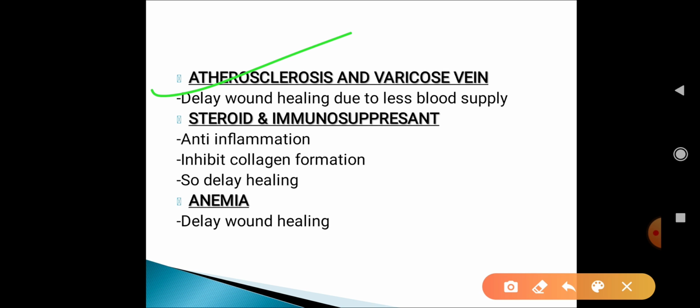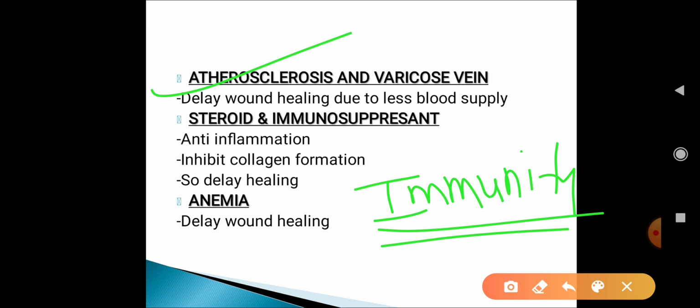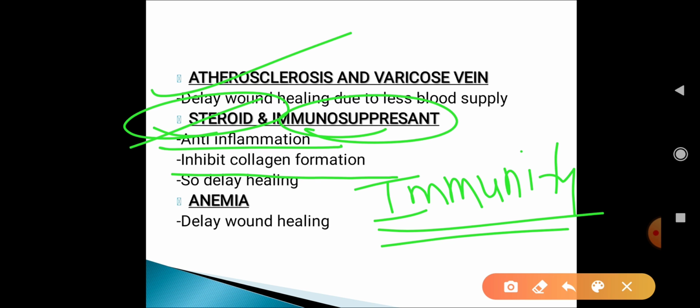Okay, suppose your immunity is low. When your immunity is low, if you are taking an immunosuppressant drug or if you are taking a steroid, then the inflammation will be less, so there will be less phagocytosis, right? The inflammation will not be more. Because of less inflammatory cells and less phagocytosis, wound healing can be impaired. Secondly, the steroid and immunosuppressant drug can inhibit your collagen formation. They are anti-inflammatory drugs, so they will delay your wound healing.